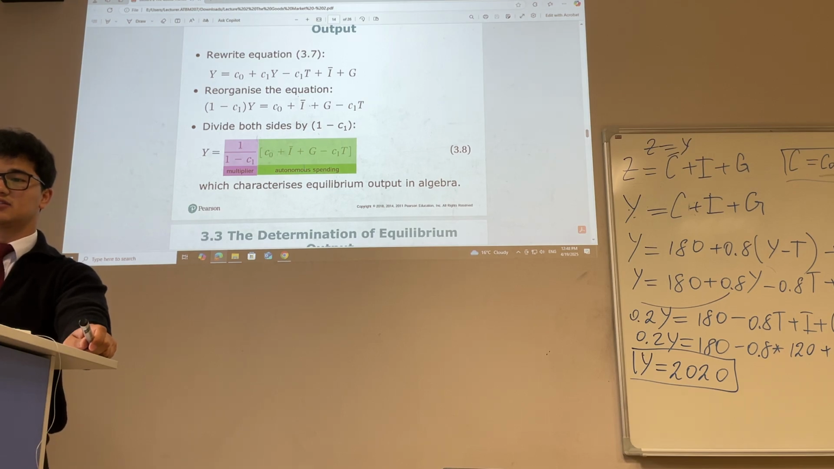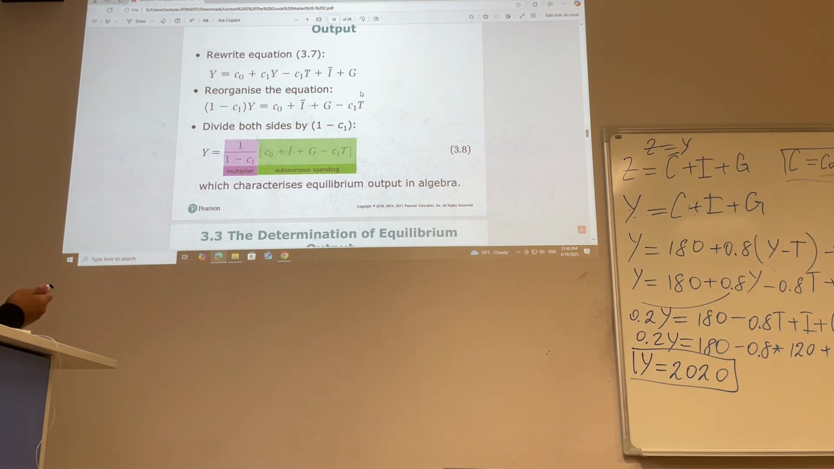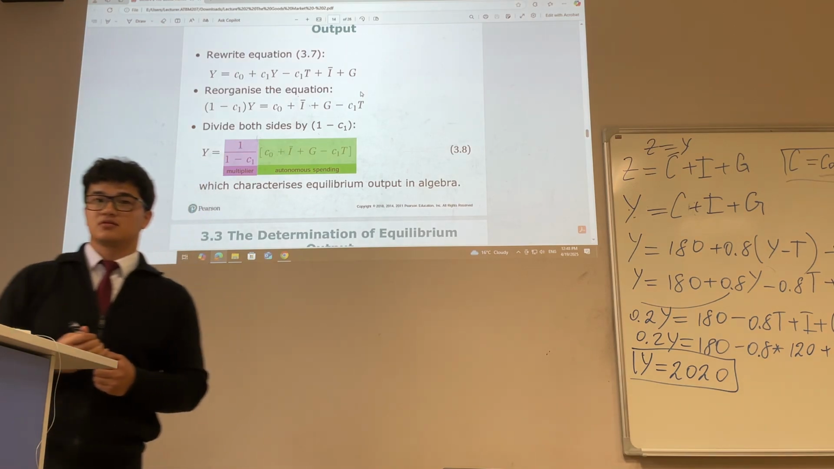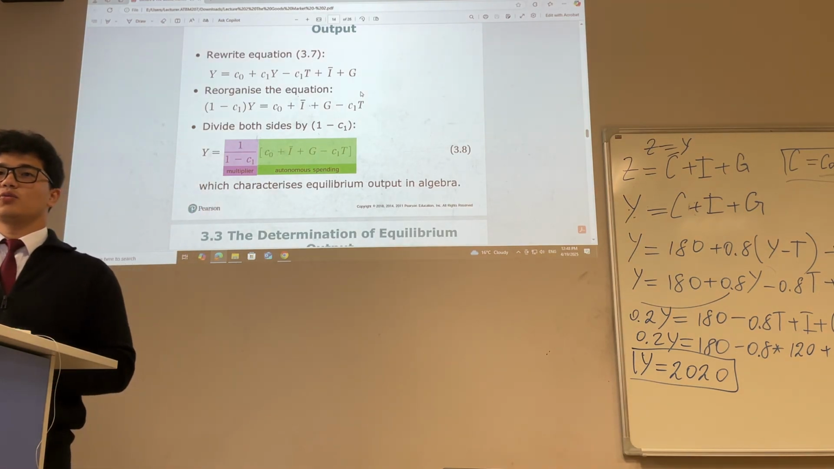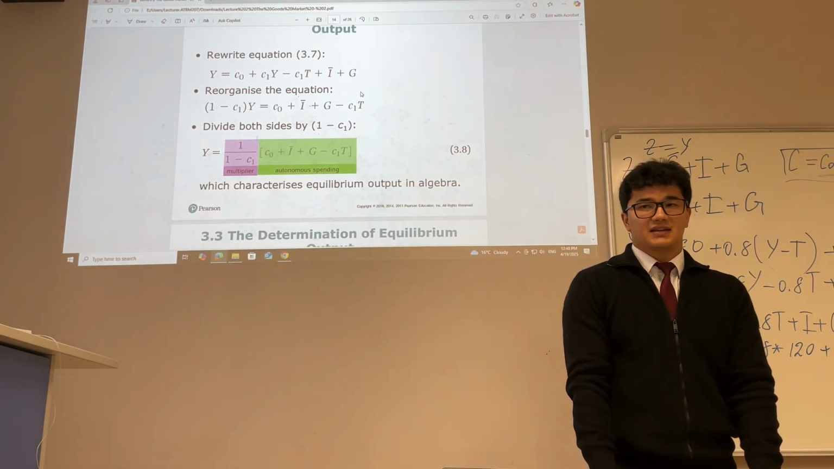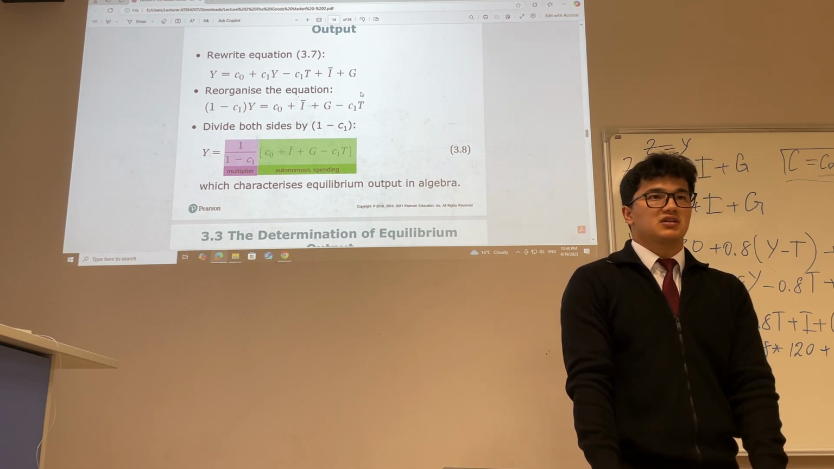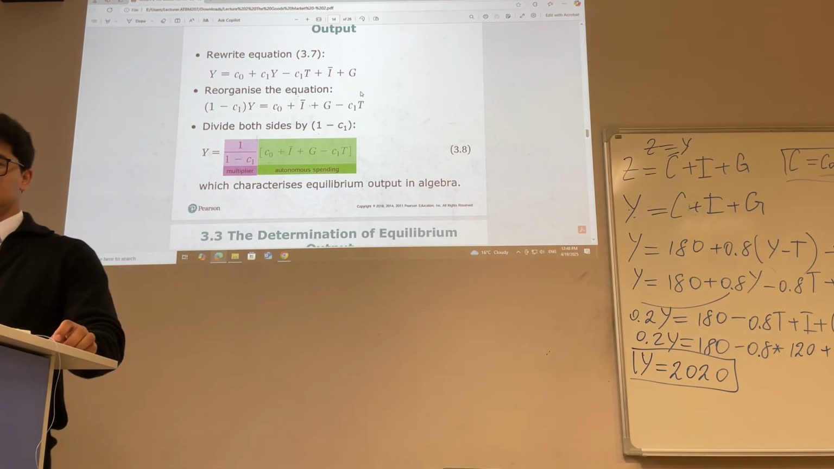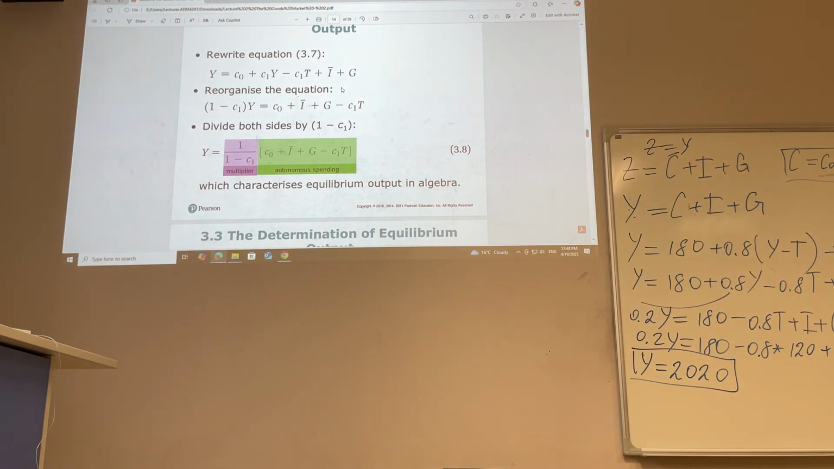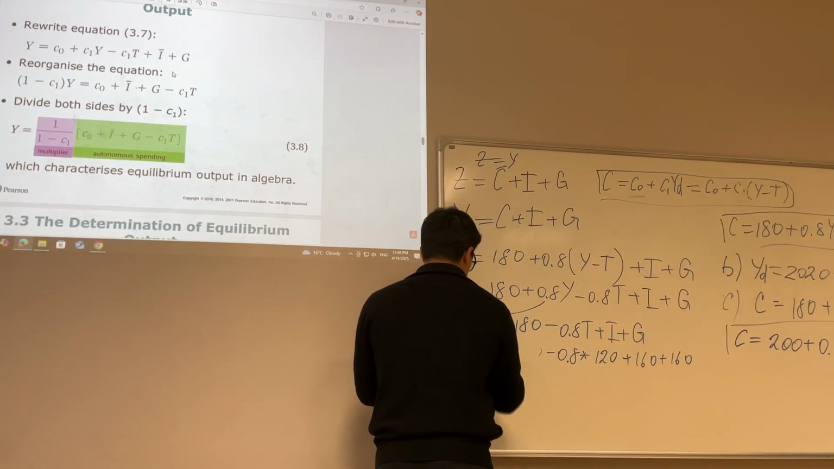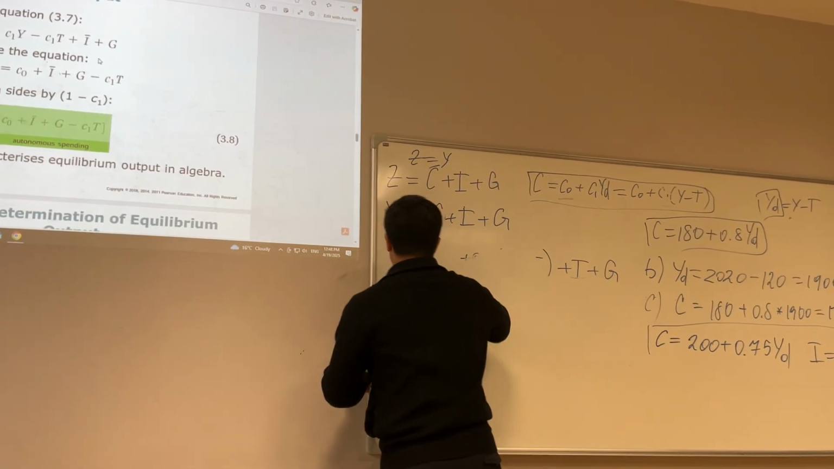Now they're introducing autonomous spending and the multiplier. I have a question. Why do we have this bar, which means this is exogenous investment, and why don't we have it on government spending? Because investment is always assumed to be exogenous, and I read the book, and government spending is not always exogenous. That's why they are not putting a bar on it. I assume this way. Now let's derive our multiplier and autonomous spending.